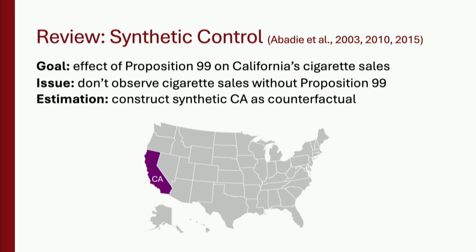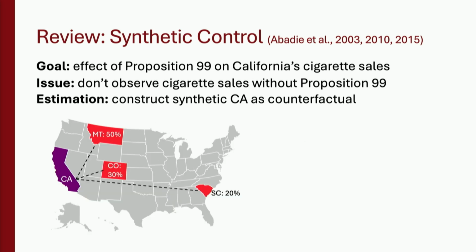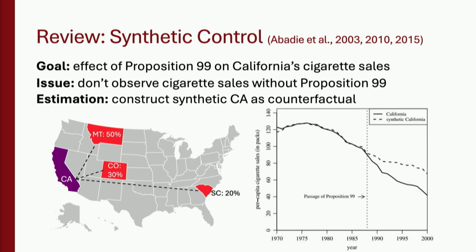Based on a selection of donor units, in this case all of the other states in the United States, the estimator tries to construct a synthetic California that mimics California's cigarette sales in the absence of Proposition 99. How exactly does it do that? It picks a convex combination of a subset of the units, so in this case Montana, Colorado, and South Carolina, to optimize pretreatment fit. So what does this look like on our graph?